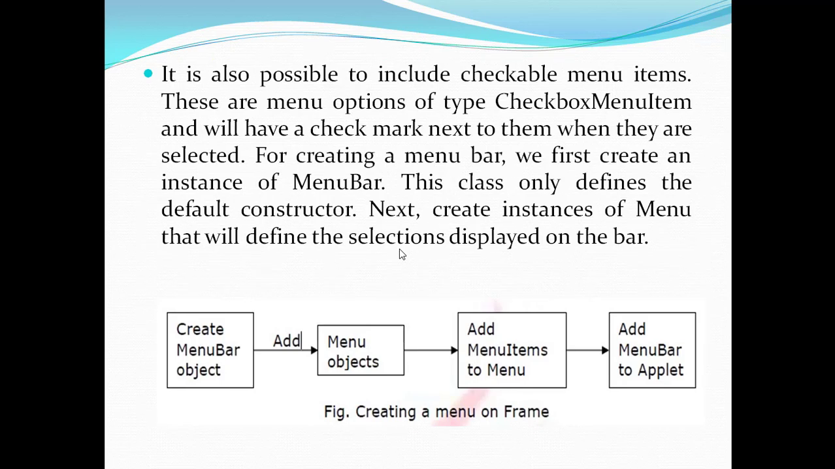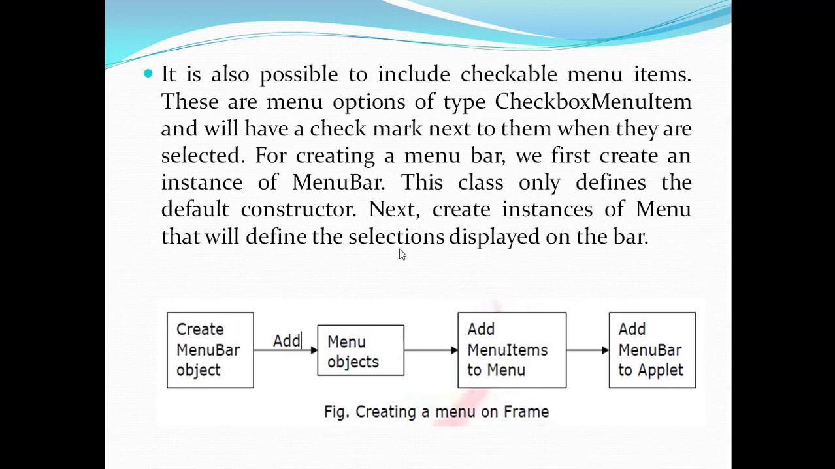It is also possible to include checkable menu items. These are menu options of type CheckboxMenuItem and will have a check mark next to them when they are selected. For creating a menu bar, we first create an instance of MenuBar. This class only defines the default constructor. Next, create instances of Menu that will define the selections displayed on the menu bar.